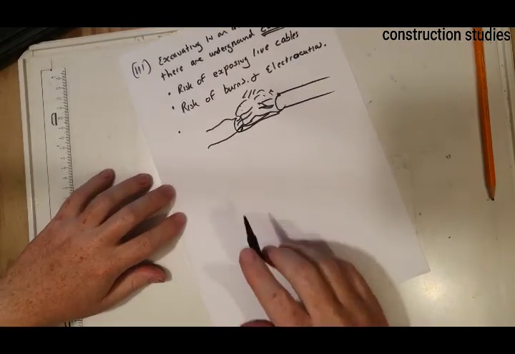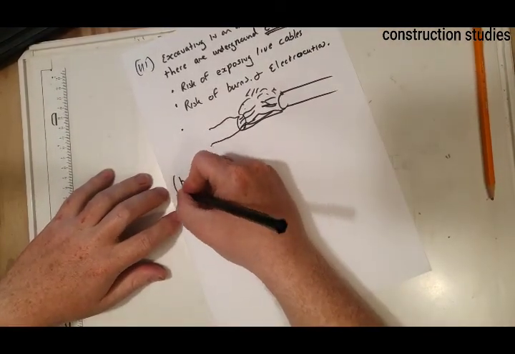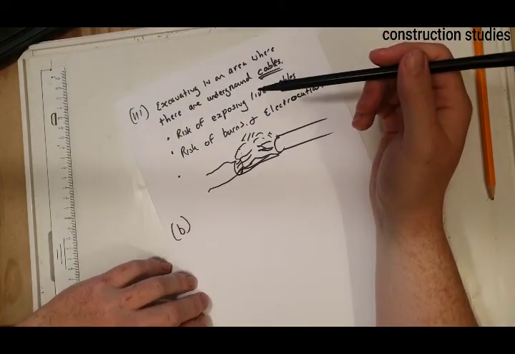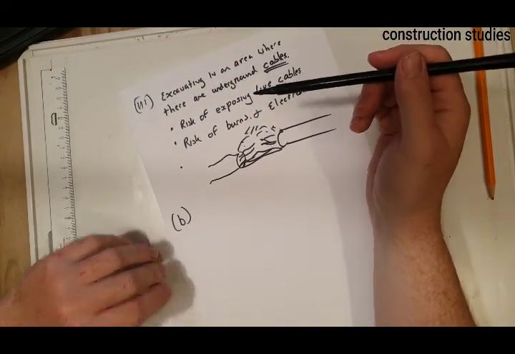Now, part B is about safety procedures to eliminate risk.